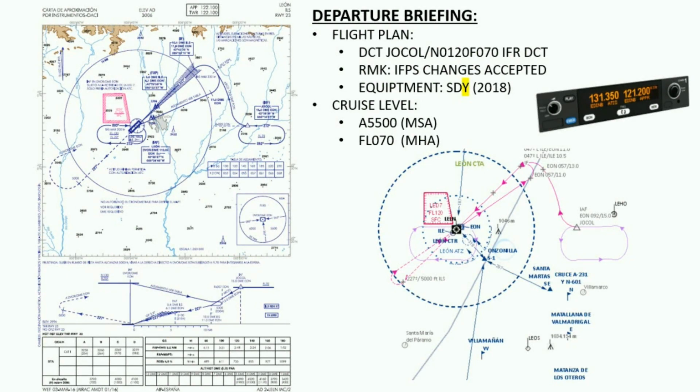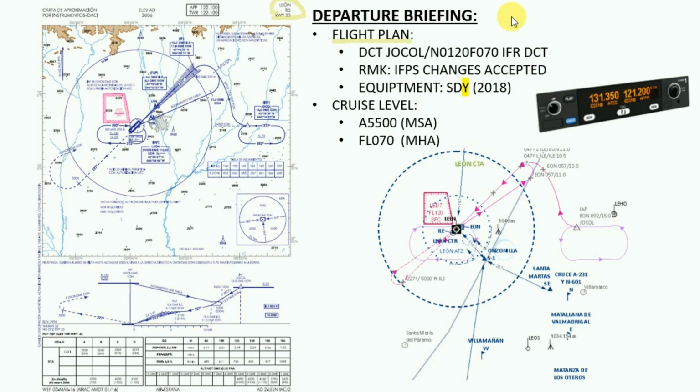Well, here on the left side of the screen, you can see the chart for the Leon's ILS runway 23 approach, and that will be the one that we will explain later on. But just before that, a short explanation about the departure briefing that we need to take into account for this flight. First of all, will be the flight plan.